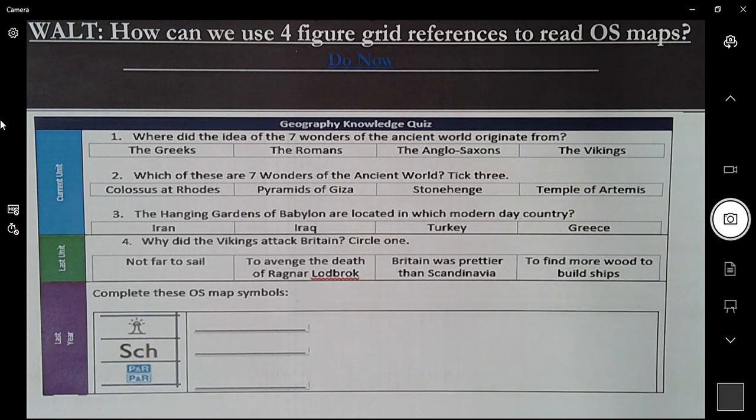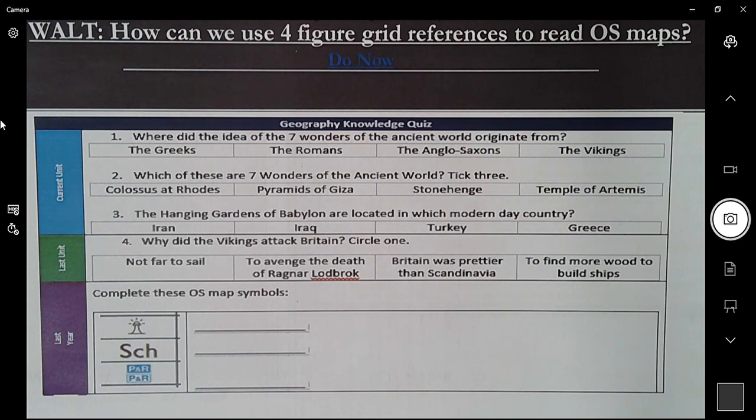Now, straight away, if you'd like to pause the video here and write your date and WALT to get you set up for the lesson, then please do that. The WALT is: how can we use 4-figure grid references to read OS maps? And the date is Tuesday, the 19th of January 2021. So if you'd like to do that, then pause the video and off you go.